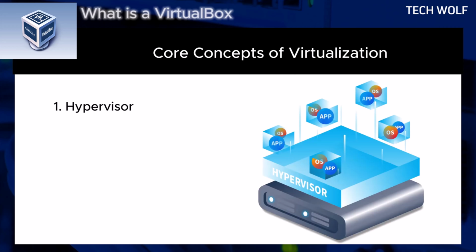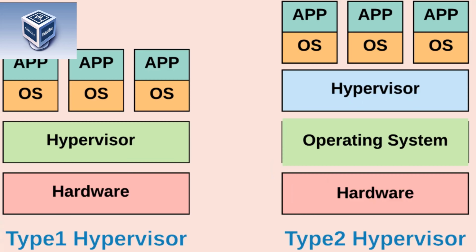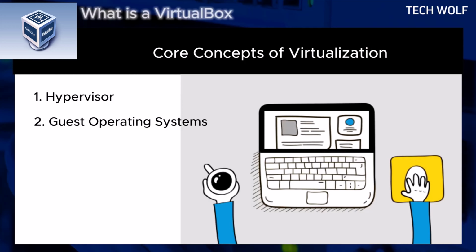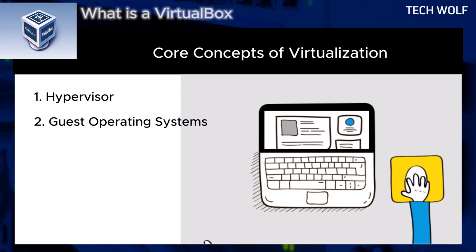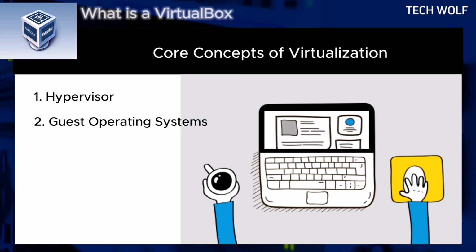A hypervisor is a virtual machine monitor. A hypervisor is software that creates and manages virtual machines. VirtualBox is a Type 2 hypervisor, which means it runs within a host operating system, as opposed to a Type 1 hypervisor like VMware ESXi that runs directly on hardware without a host operating system. Guest operating systems are the OS instances running within virtual machines. VirtualBox isolates these guests from the host operating system, allowing them to operate independently in terms of operating system version, software and even resources allocated to them.